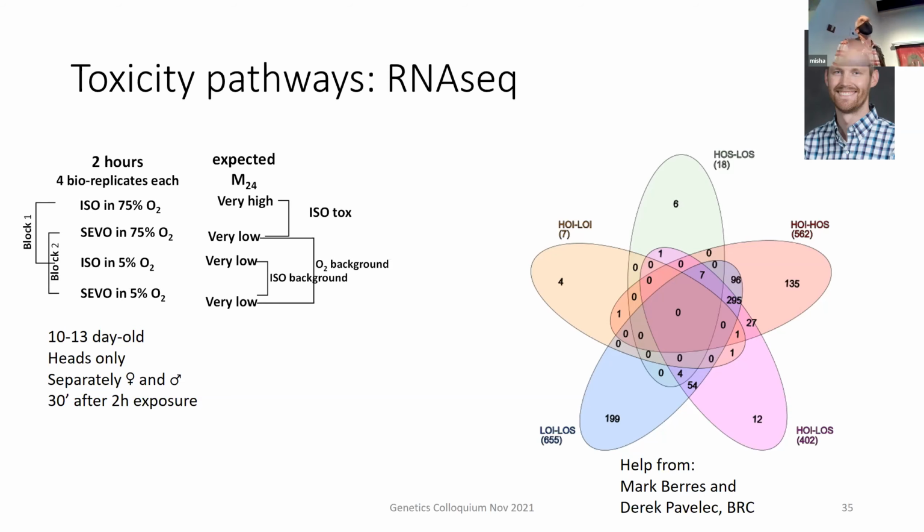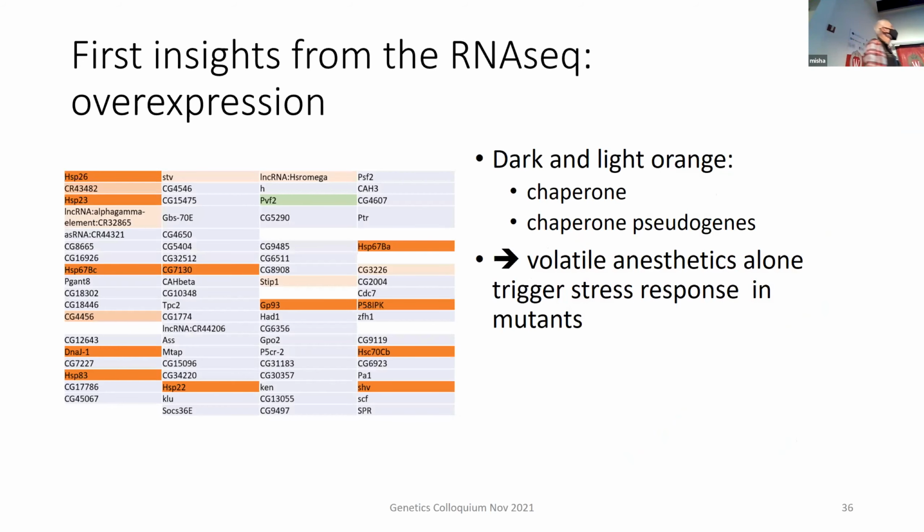You get the Venn diagrams from which you can, through many combinations, try to figure out what the drugs have in common. And what we found is basically that those genes that are highlighted in dark orange, on my screen it looks like dark orange, here it looks like brown. So the dark brown and the lighter brown are genes which are highly overexpressed after exposure to anesthetics in the mutants. And most of them fall into the chaperone and chaperone pseudogenes categories.